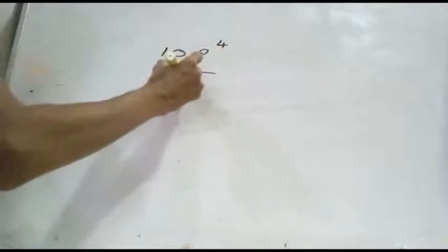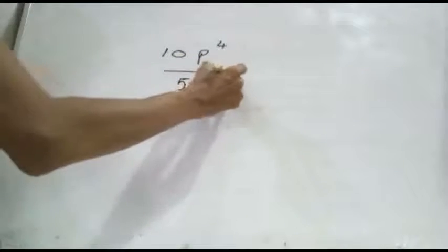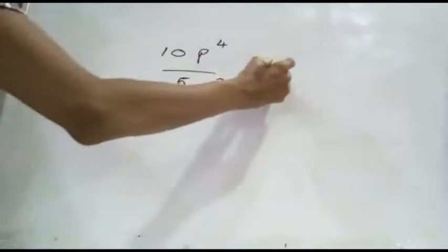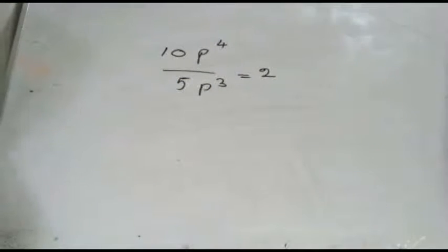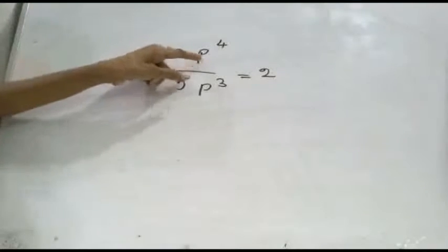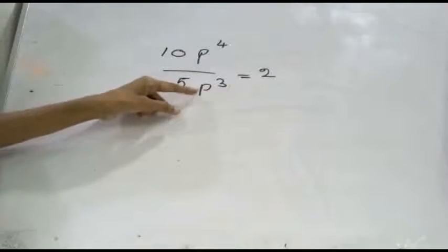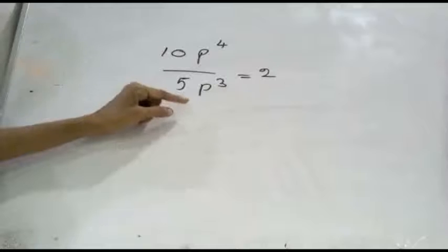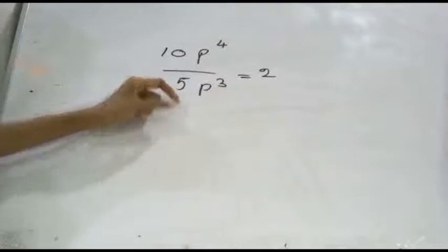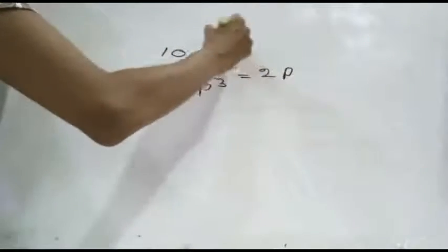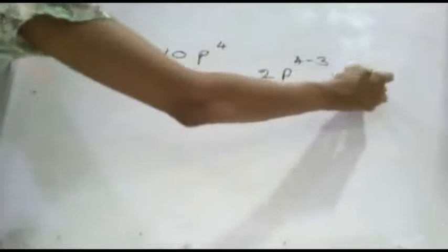10p to the power 4 is divided by 5p to the power 3. 10 divided by 5 is equal to 2. Here, when powers with the same base p are divided, the index of the divisor is subtracted from the index of the dividend. The base remains the same. Here p, 4 subtract 3 is equal to 1. 2p is the answer.